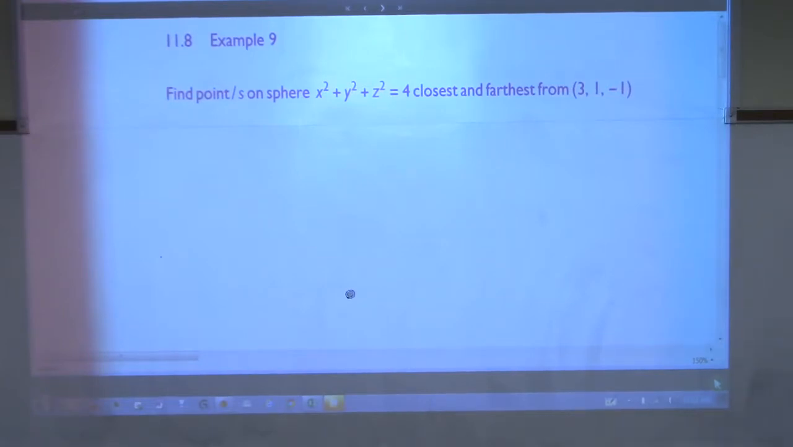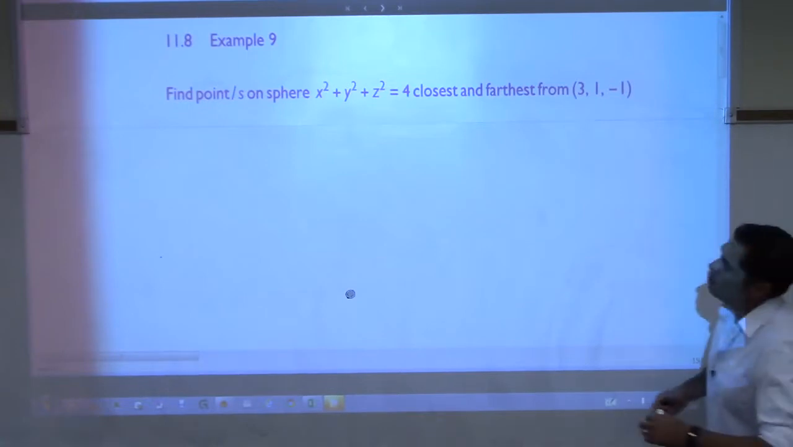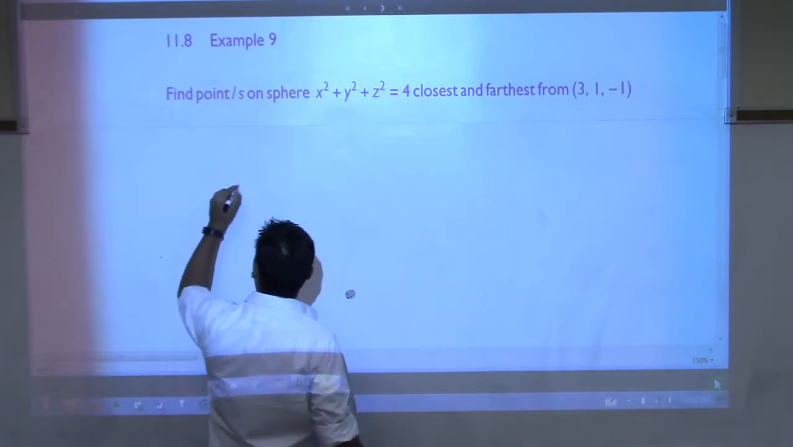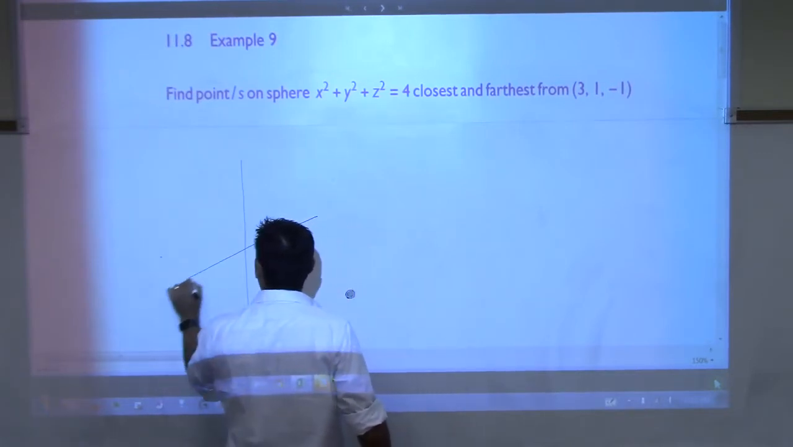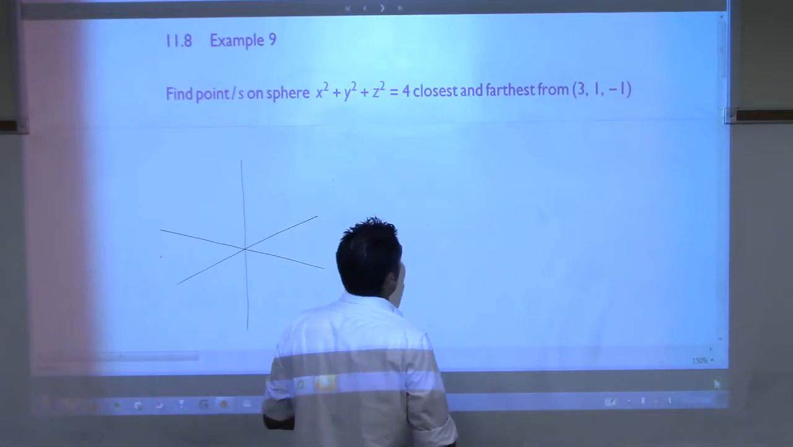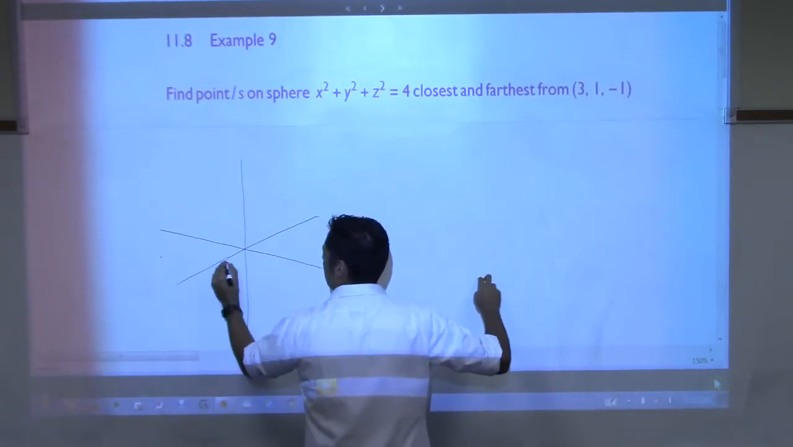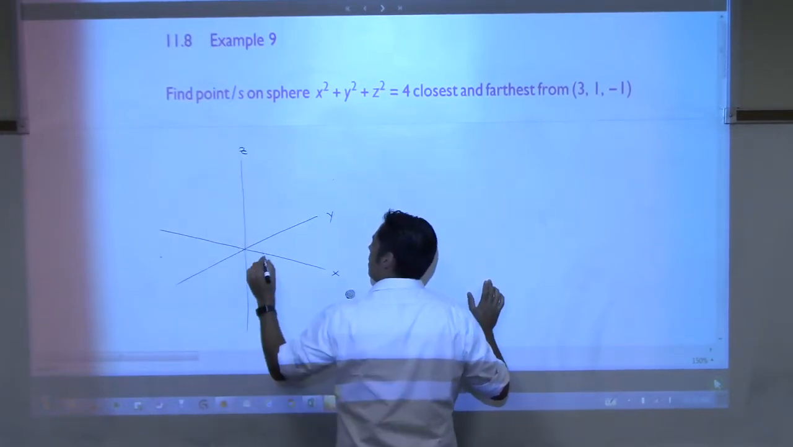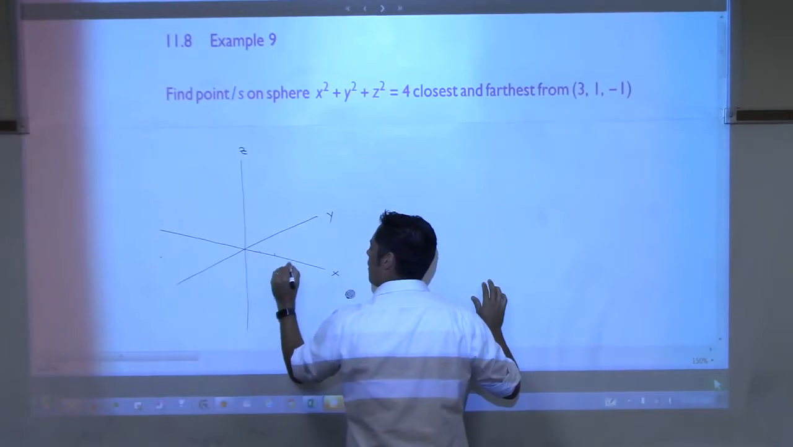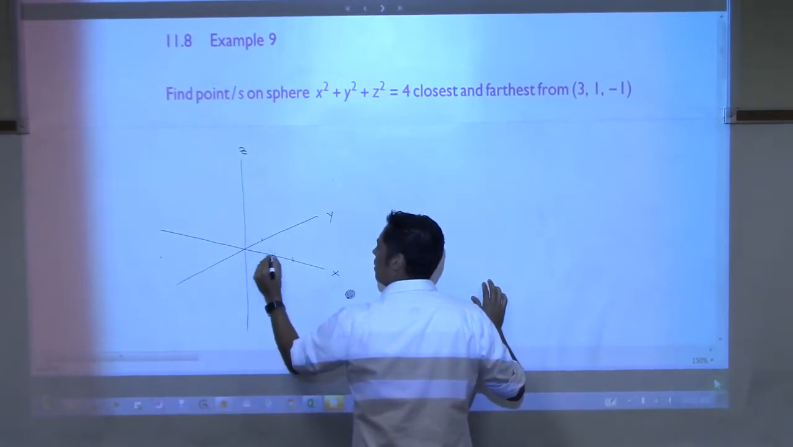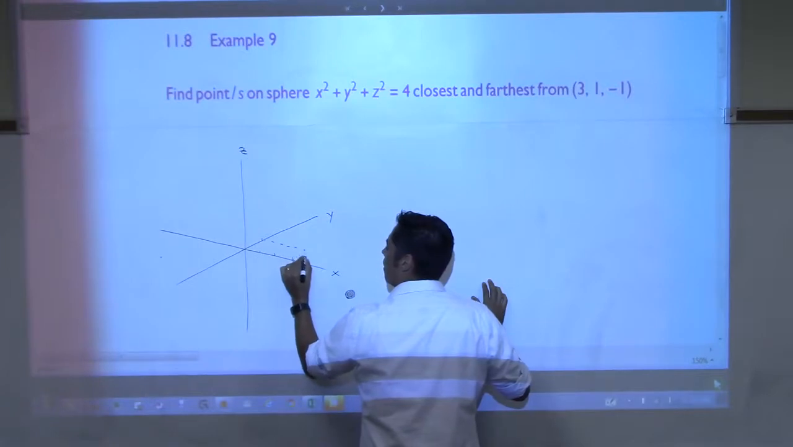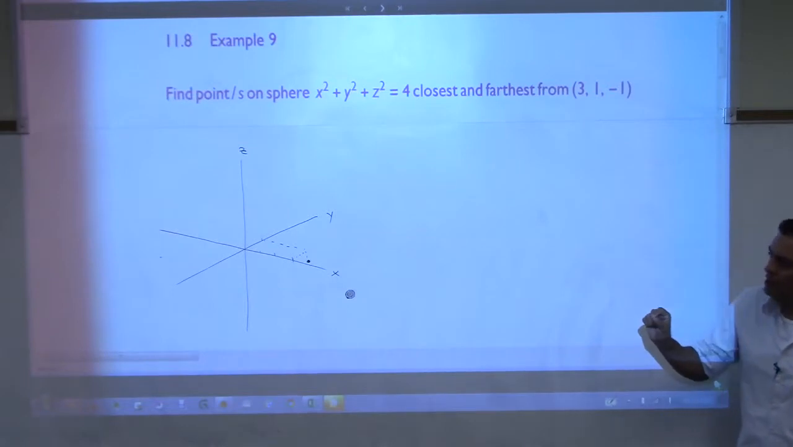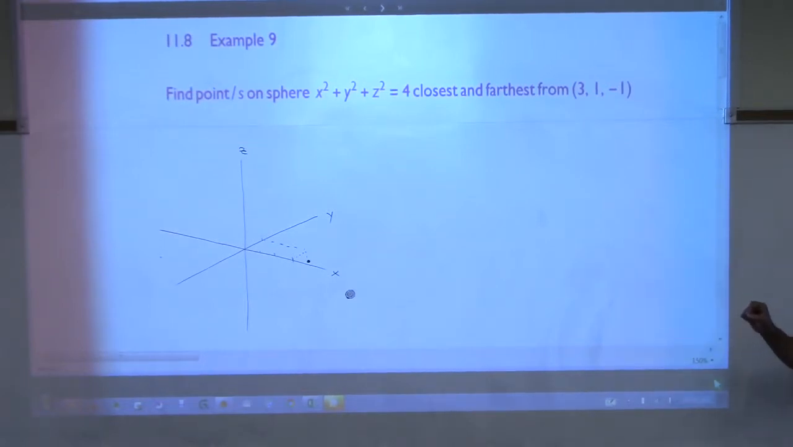So let's try and get our heads around visually what's going on here. We have a sphere. It's centered at the origin, and it has a radius of 2, all right? And then I have this point that's sitting out. Let's make this x and this y, this z. So the x coordinate is 3, the y coordinate is 1, and the z coordinate is negative 1. It puts us about right here. Out 3 on the x-axis, out 1 on the y-axis, down 1 on z.